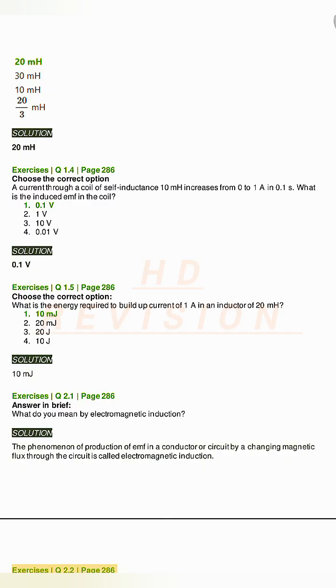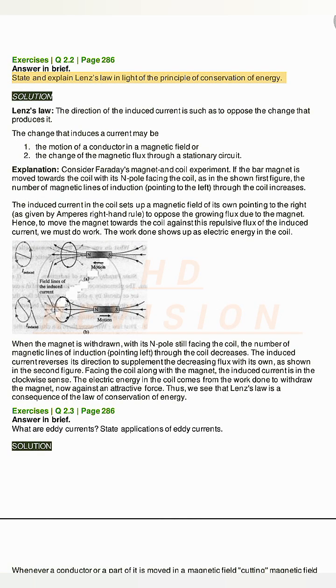Exercises Q2.2, page 286. Answer in brief. State and explain Lenz's law in light of the principle of conservation of energy. Solution: Lenz's law. The direction of the induced current is such as to oppose the change that produces it. The change that induces a current may be 1. the motion of a conductor in a magnetic field, or 2. the change of the magnetic flux through a stationary circuit.